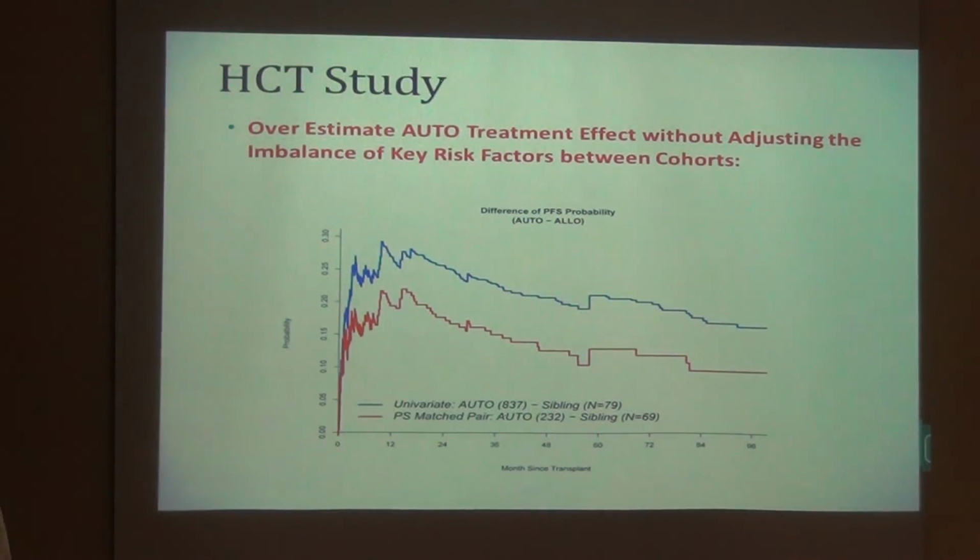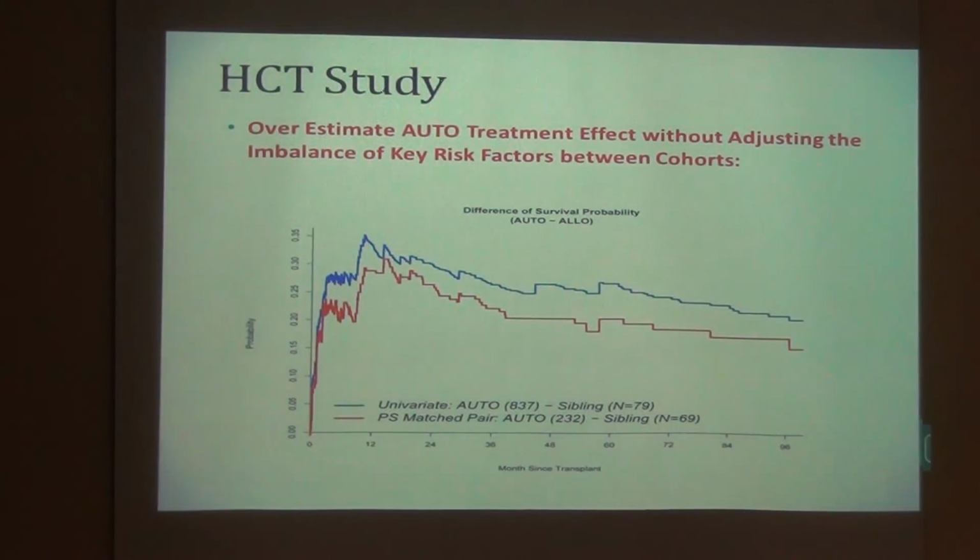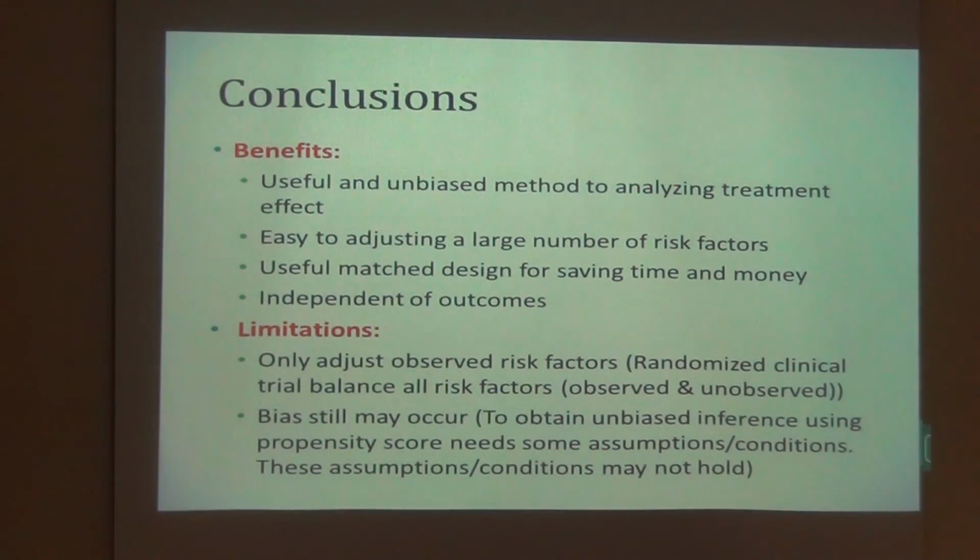Okay? So this is a similar picture for the disease-free, and this is overall survival, and it's a little bit less magnitude. These are 10% here, and here is 7 to 8%. Here is the conclusion. What's the benefit of using it? It's a useful and unbiased method to analyze the treatment effect, and easy to adjust for a large number of risk factors. If you try to do a match study and you have 50 covariates, you cannot match, but this one is okay. And it's a useful method to design for saving time and money.